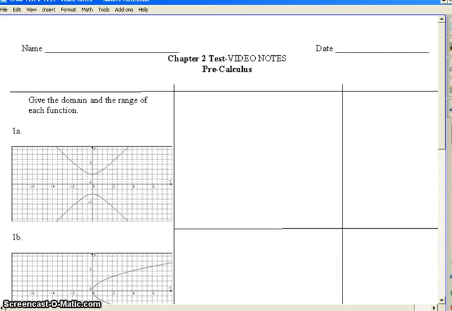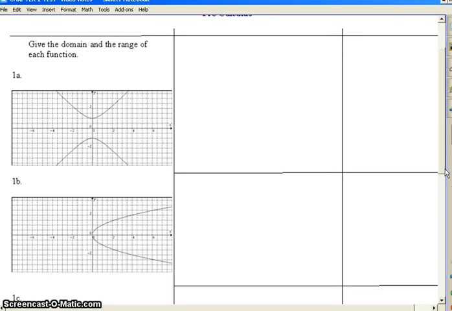These are the video notes for the Chapter 2 test. You're going to need to know how to find the domain and range of a function if you're given a graph or an equation or a function.